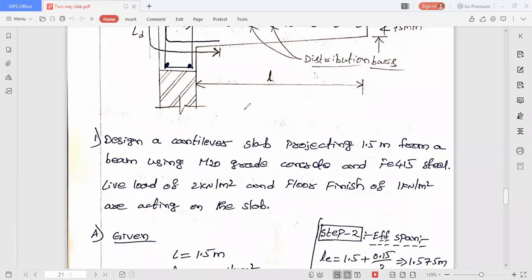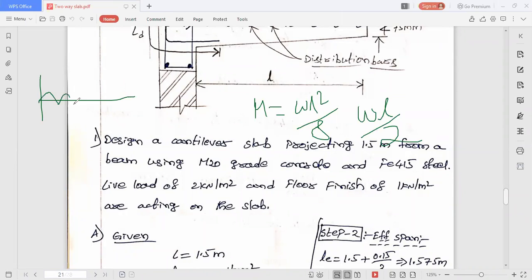the slab bending moment formulas. In case of simply supported case, for bending moment we have used a formula called WL square by 8, and for shear force we have used a formula called WL by 2. These are the formulas for simply supported condition loaded with UDL. Now what is the condition here? The cantilever slab loaded with UDL. It's not simply supported.